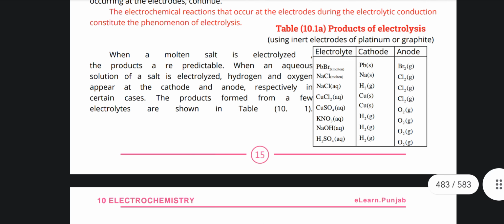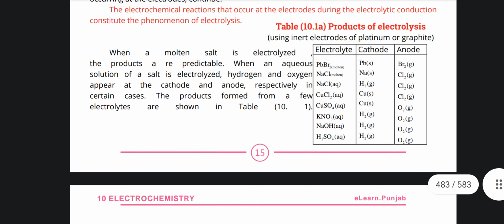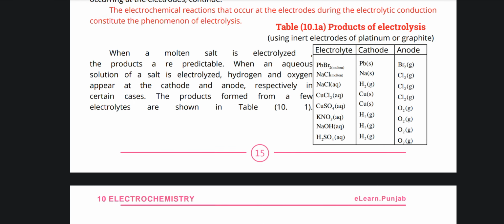When a molten state is electrolyzed, the products are predictable. With an aqueous solution of a solid electrolyte, hydrogen and oxygen appear at the cathode and anode, respectively, in certain cases. And the products from a few electrolytes are shown in table 10.1. From PbBr2, we get Pb at the cathode and Br2 at the anode. NaCl molten gives Na at the cathode and Cl2 at the anode. NaCl aqueous gives H2 at the cathode and Cl2 at the anode. CuCl2 aqueous gives Cu at the cathode and Cl2 at the anode, and the rest are so on.